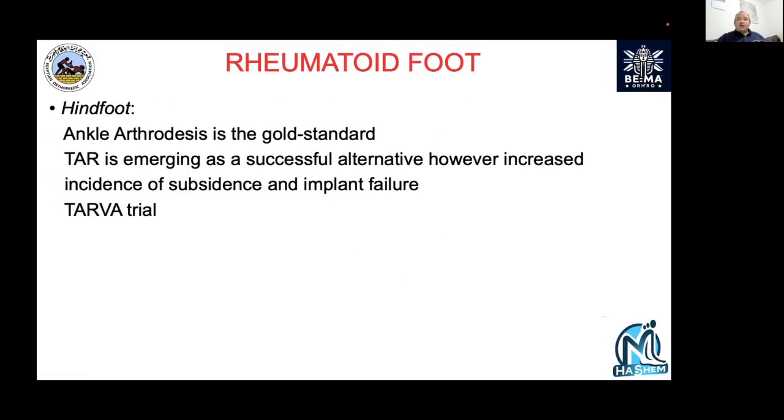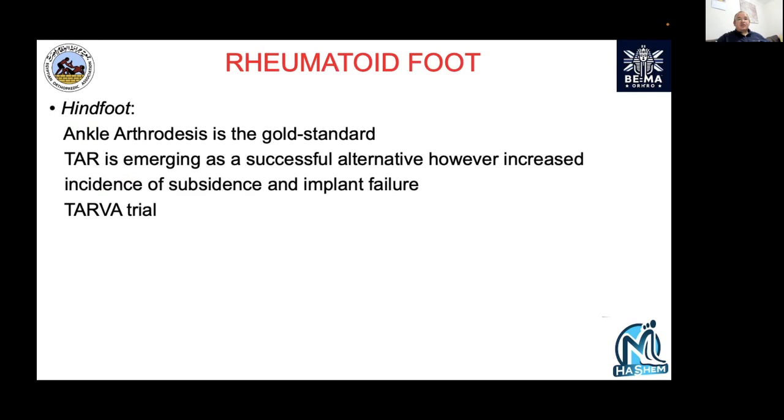In the hindfoot, the gold standard is to fuse it, so ankle arthrodesis. There is evolving evidence to support TAR, or total ankle replacement. To be honest, in our hands, total ankle replacement is doing a great job in rheumatoid, and it can easily overcome the arthrodesis. And now the total ankle replacement is the treatment of choice in rheumatoid foot.